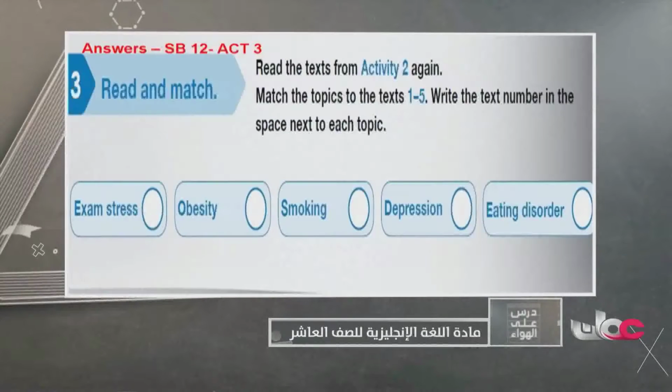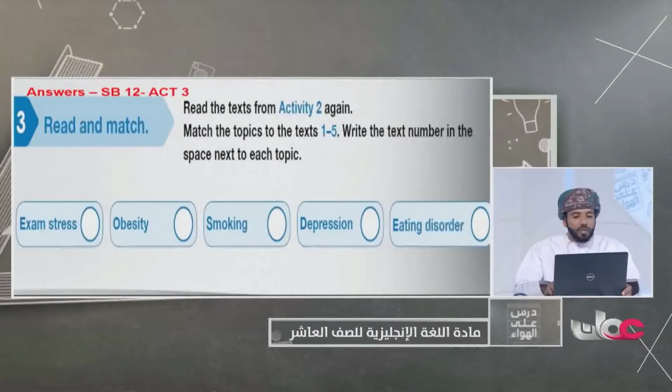So if we go back to the activity, now who is suffering from the exam stress? Let's start with number 1. The first one is suffering from depression, and the second one is eating disorder. Then the third one, John, he is suffering from obesity, and Chandrish is suffering from smoking, and the last one, she has exam stress.